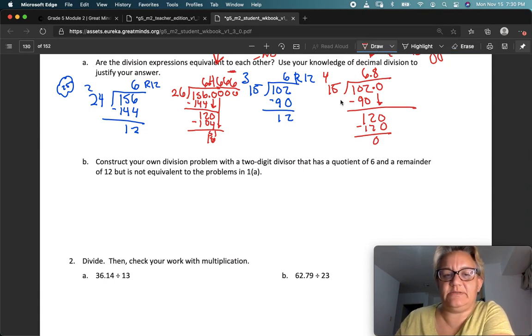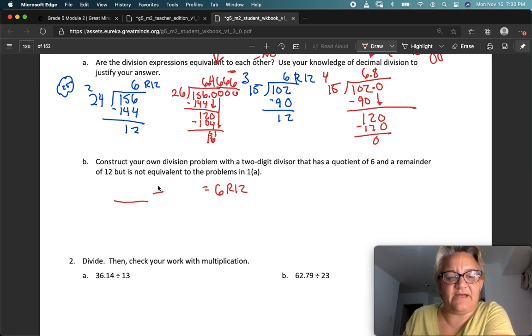Okay, let's see. So we need something that turns out to be 6 remainder 12. That's what we're looking for. And basically, we need to find a dividend and divide it by a quotient, and see what we get. So in order to do that, we're going to have to do our math backwards.